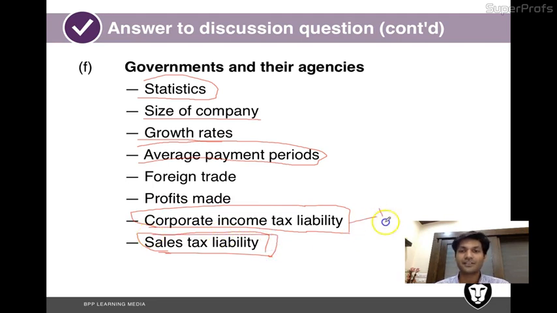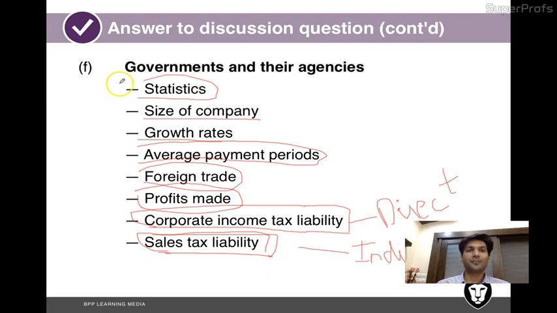So this one is direct tax. Okay, and this one will be indirect tax. And what is foreign trade? Foreign trade means how much company import and export. And obviously we also want to know how much profit has been made by the company. So these are the various information needed by the government and their agencies.